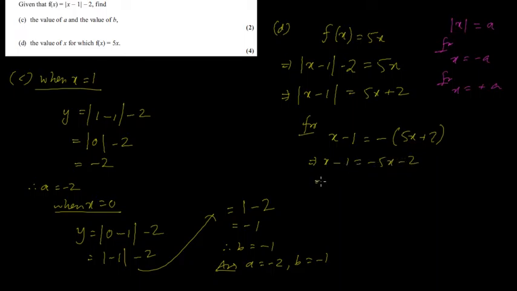which means x minus 1 is minus 5x minus 2, which means if you bring the minus 5x here, it becomes 6x. If you bring the minus 1 there, it will be 1 minus 2, which is minus 1. Therefore x equals minus 1 by 6.